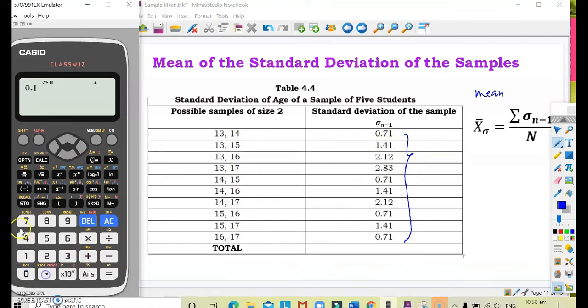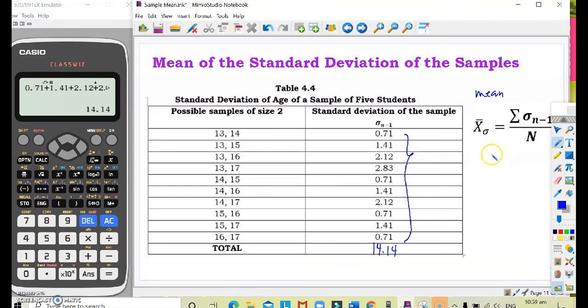So we have 0.71 plus 1.41 plus 2.12 plus 2.83 plus 0.71 plus 1.41 plus 2.12 plus 0.71 plus 1.41 and plus 0.71, and the total is 14.14.